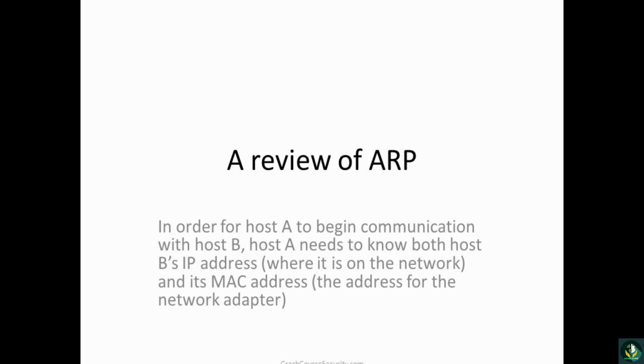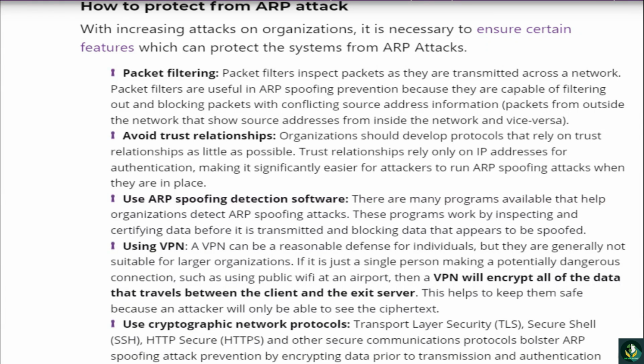So, a little review of ARP. In order for host A to begin communication with host B, host A needs to know both host B's IP address, where it is on the network, and its MAC address. How to protect from ARP attack? Some defenses against ARP attack are packet filtering, avoiding trust relationships, using ARP spoofing detection software, and using a VPN.